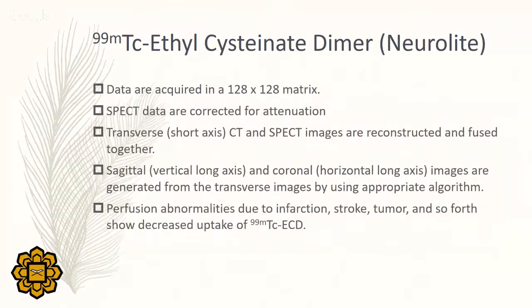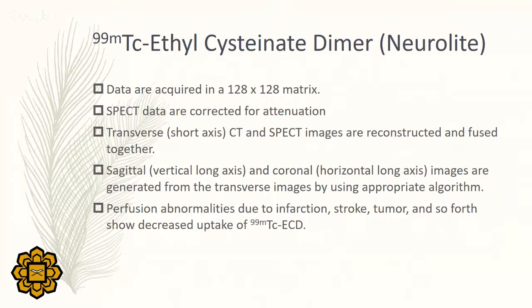Imaging, usually the data will be acquired in a 128 times 128 matrix, and the SPECT data will be corrected for attenuation. So the transverse or short axis of CT and the SPECT image are reconstructed and fused together. So we got this. What do you usually do with CT SPECT images? First, you image the CT scan, so you get the CT image first. When the CT images are done, we're going to do the SPECT images.